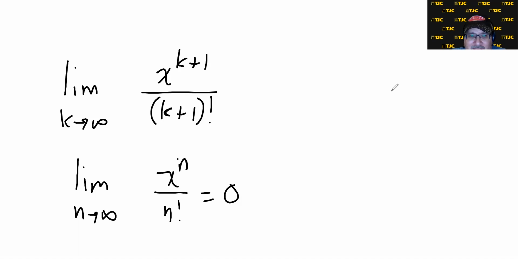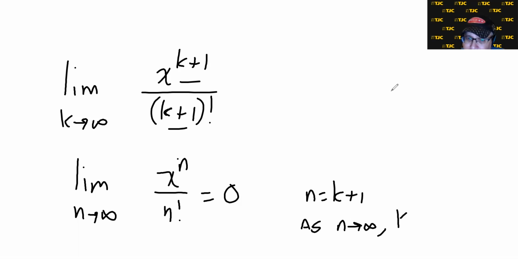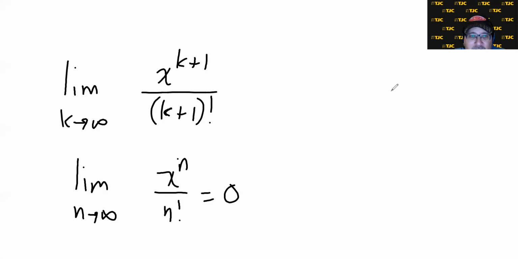We can say that n is equal to k plus 1, which would put a k plus 1 here and here. And as n approaches infinity, k approaches infinity, because we would just subtract 1 from n to get k. Infinity minus 1 is infinity. So these two limits are exactly the same, or they're going to equal each other. With a little bit of change of variable, we can see that pretty straightforward. So we have that the limit is equal to 0.